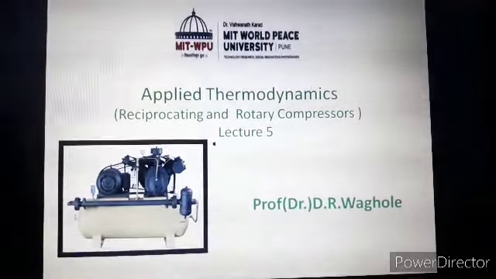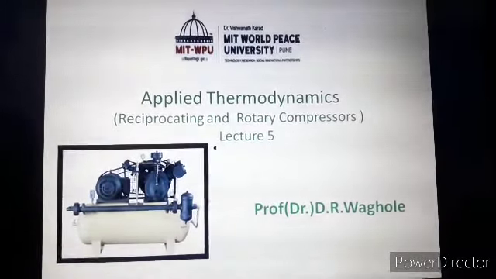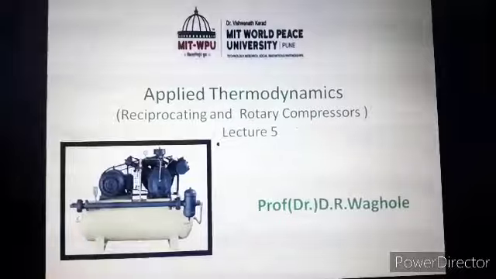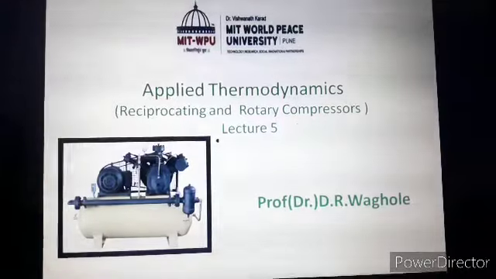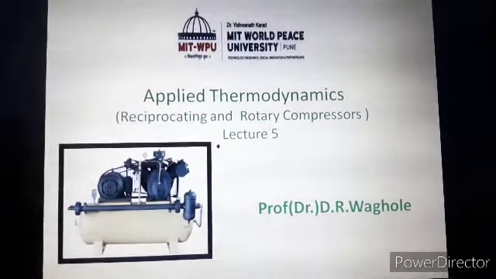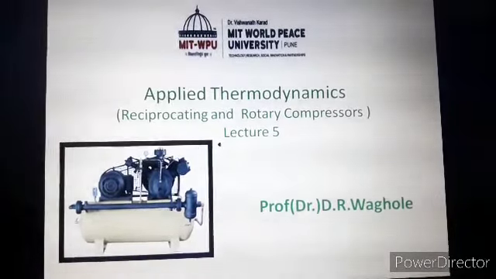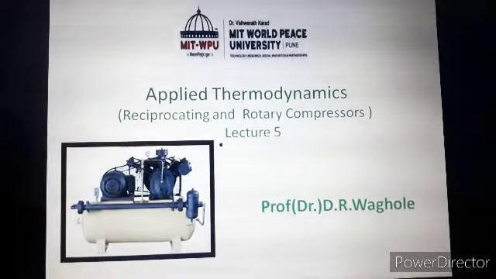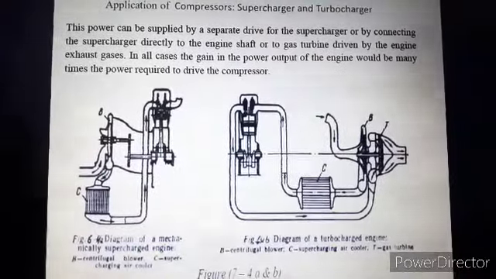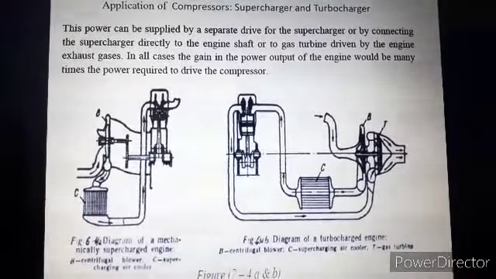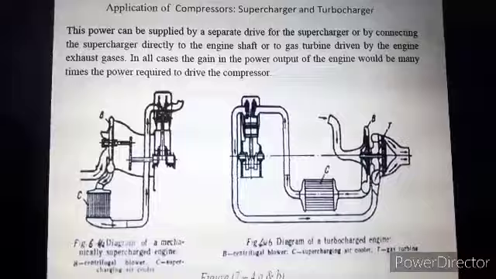So good morning. Yesterday we discussed the rotary compressor. In the rotary compressor we saw the operating principle of the vane compressor, root blower compressor, screw compressor, centrifugal compressor, axial flow compressor, and in brief the application of compressors for SI or CI engines. For SI and CI engines we use a supercharger or turbocharger. In the previous lecture also we saw in brief about the supercharger and turbocharger.